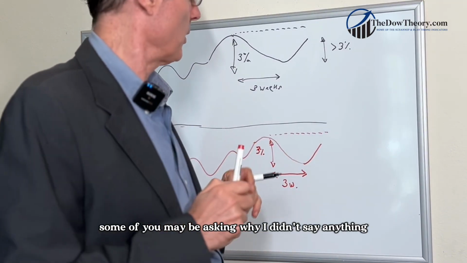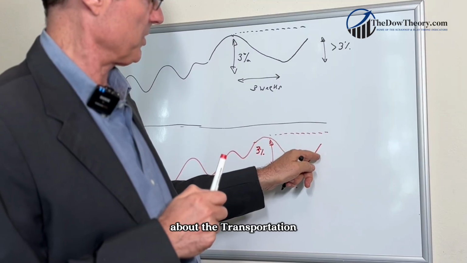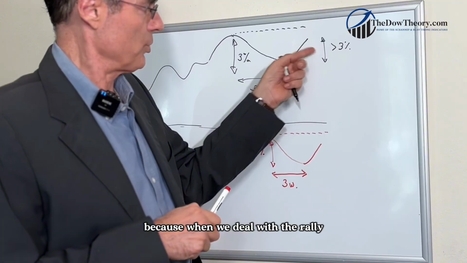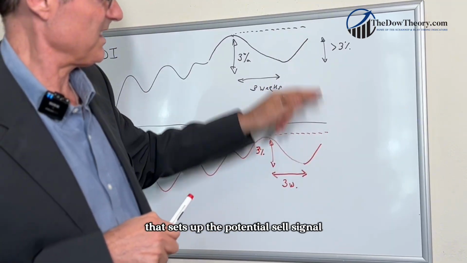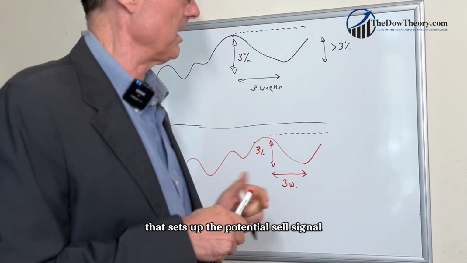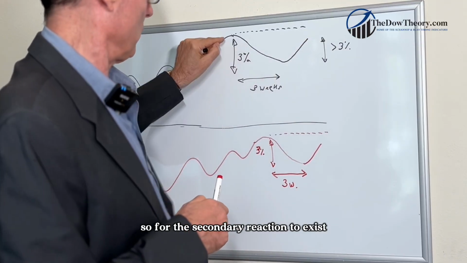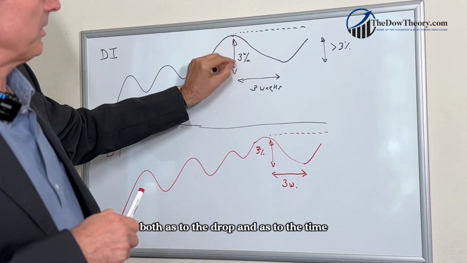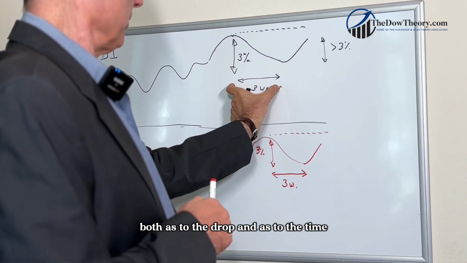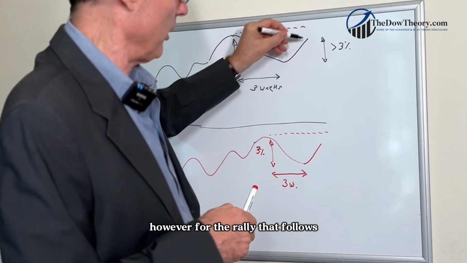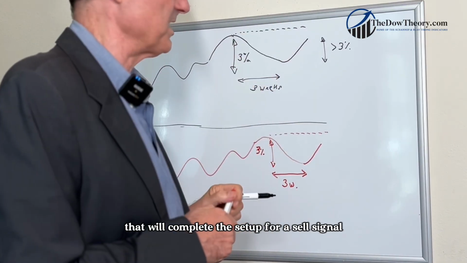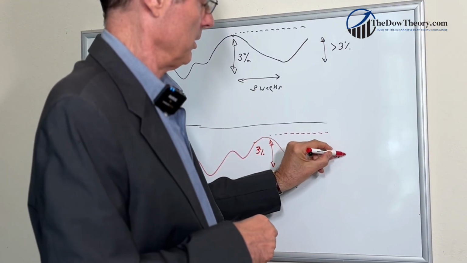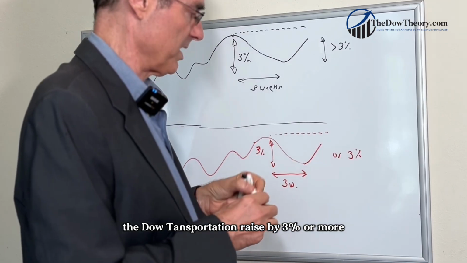Some of you may be asking why I didn't say anything about the transportation, and I didn't say that it must also rise by 3%. Because when we deal with the rally that sets up the potential sell signal, we only require confirmation by one index. So for the secondary reaction to exist, we demand confirmation both as to the drop and as to the time. However, for the rally that follows, that will complete the setup for a sell signal, we only need that either the Dow Industrials or the Dow Transportation rise by 3% or more.